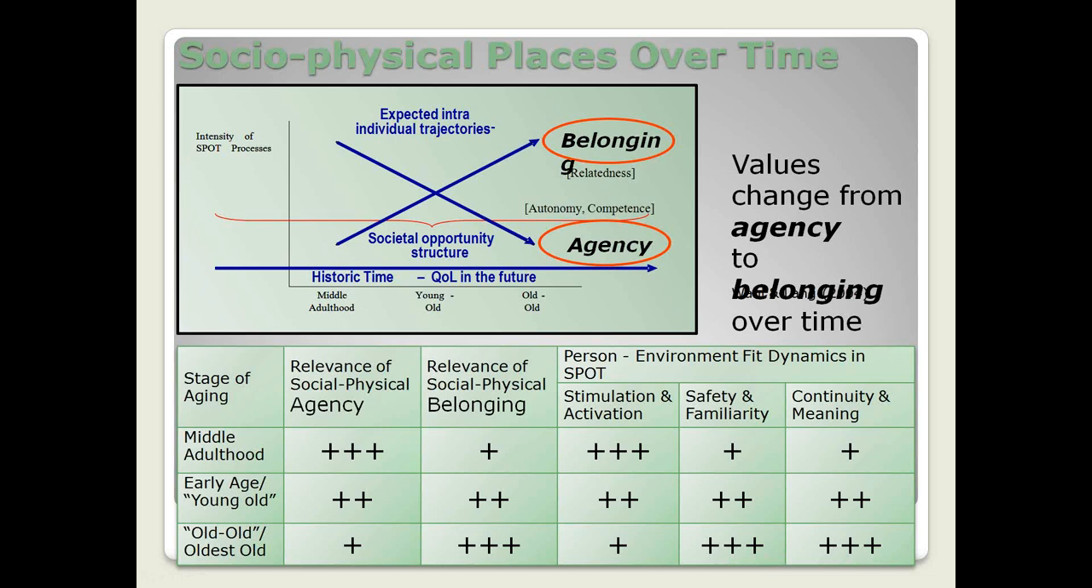And those are really important things to consider for socio-physical places over time. So these are the places where we live, the community, the home where we live. When we're younger, it's much more important to function well or to be stimulated and activated and have interesting things. But as we age, it becomes much more important to be someplace where we feel at home, where we feel we belong, our place.